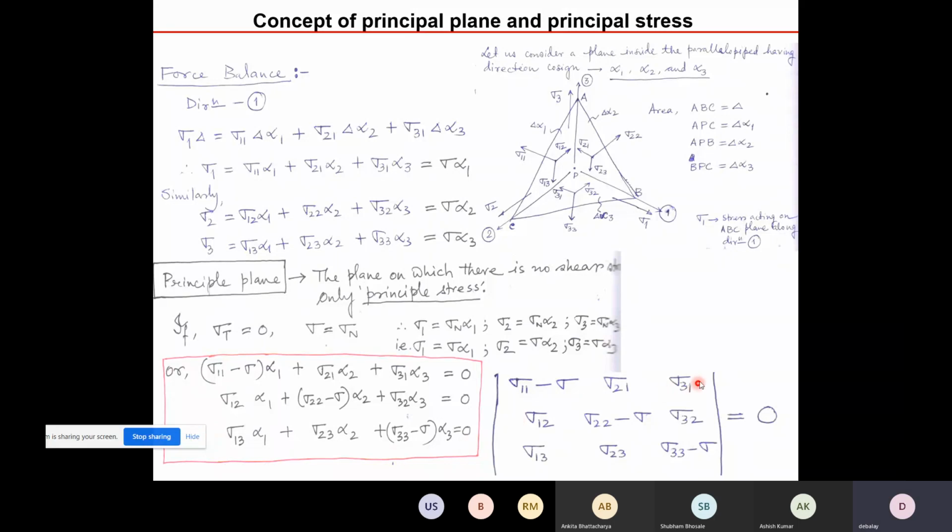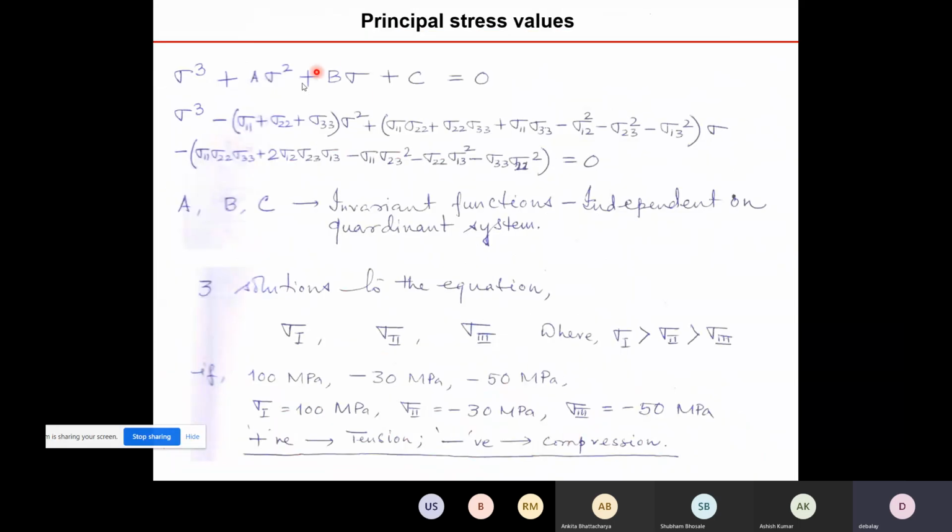So this determinant becomes 0. Sigma 1 1 minus sigma, sigma 2 1, sigma 3 1; sigma 1 2, sigma 2 2 minus sigma, sigma 3 2; sigma 1 3, sigma 2 3, sigma 3 3 minus sigma; equal to 0. For the 3 expressions to be satisfied, this determinant has to be 0. Now you have to expand it. In the next slide, these are expanded. So if you expand, you will find this third order expression, sigma cube plus a sigma square plus b sigma plus c equal to 0 form.